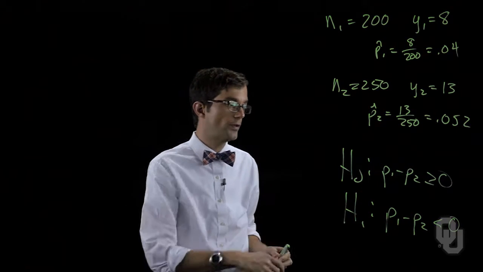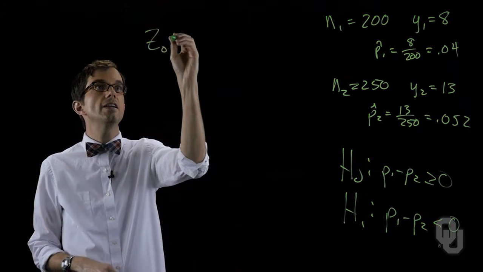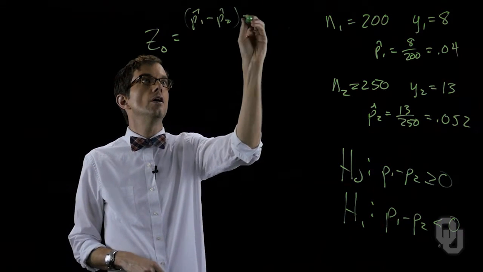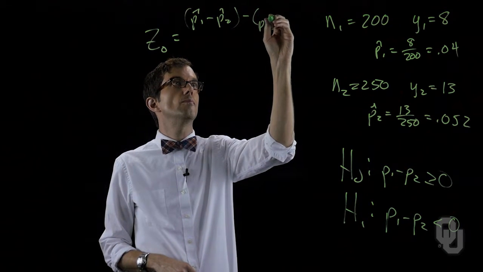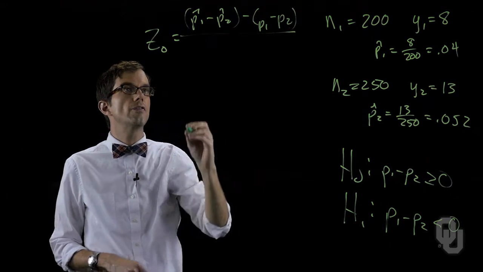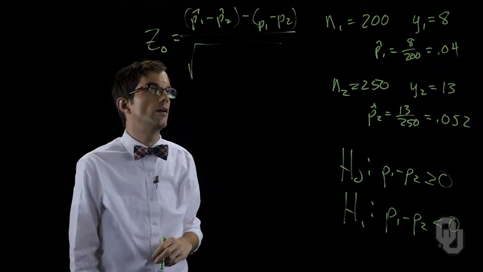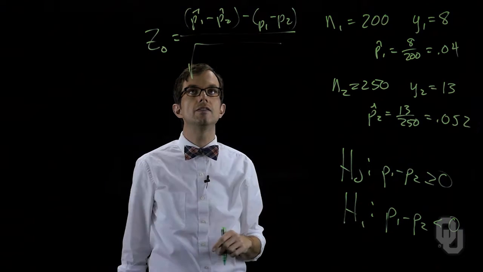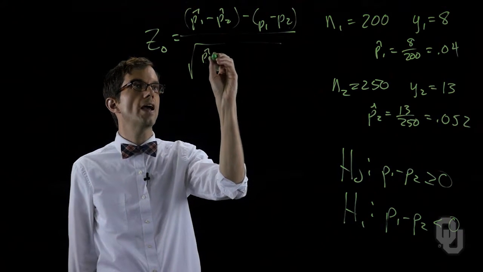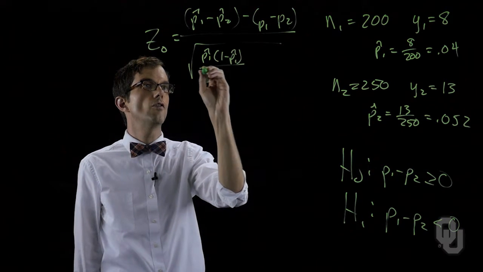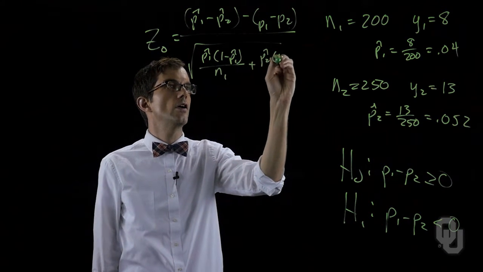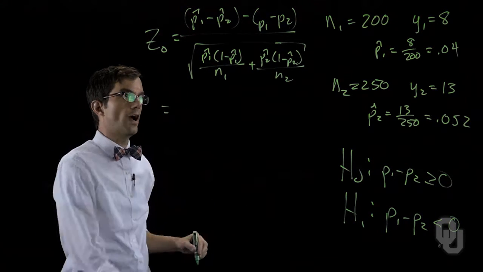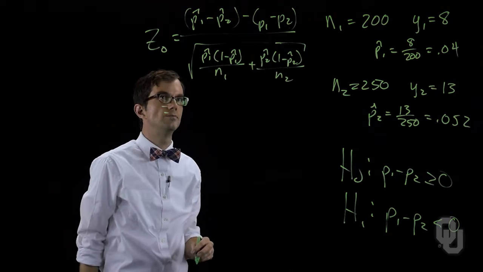Okay, so now we've just got to calculate a test statistic. That's a z test statistic. That would be P1 hat minus P2 hat, from which we subtract off P1 minus P2, and we divide that by the standard deviation of the sampling distribution for the difference in the sample proportions. That is the square root of P1 hat times 1 minus P1 hat over N1, plus P2 hat times 1 minus P2 hat over N2. We've got all of these parameters; we just have to plug them in.